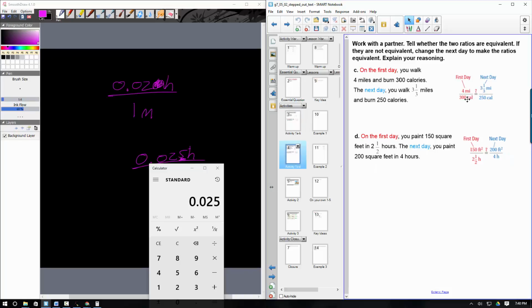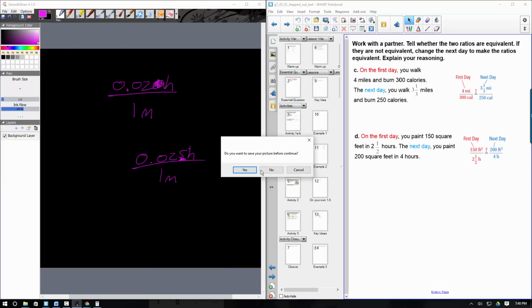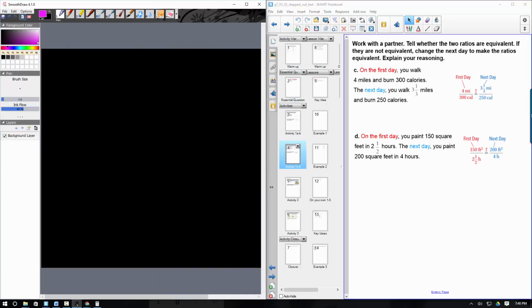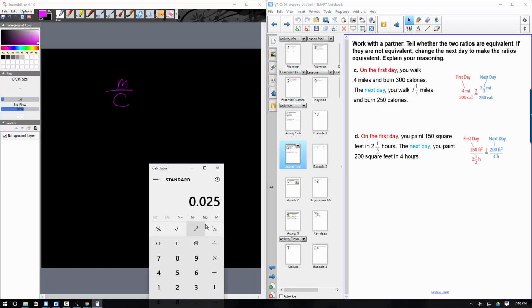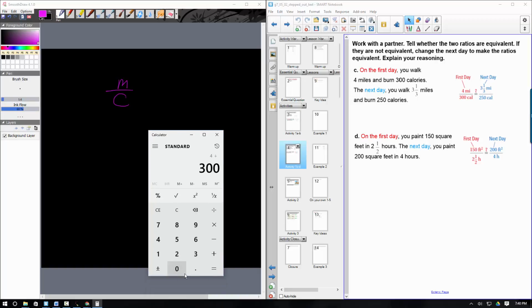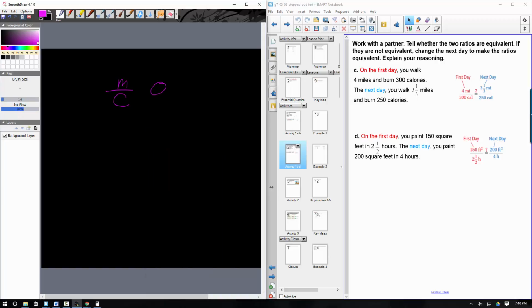Next one is this right here. So I have 4 miles and 300 calories. So again, I'll do miles per calorie. So I'll put down miles over calorie. Check out my calculator here, and I'm just going to divide this out. So I'm going to say 4 divided by 300, and I'll get 0.013 repeated. And that, of course, is my miles for every 1 calorie.